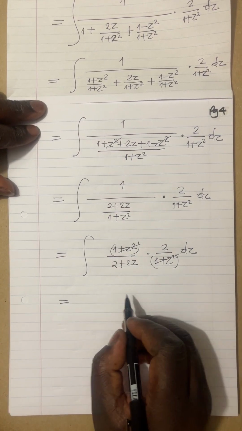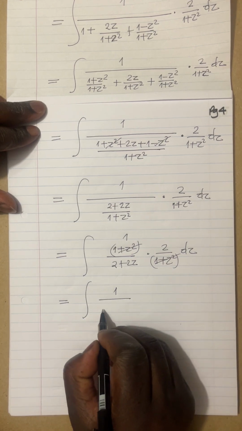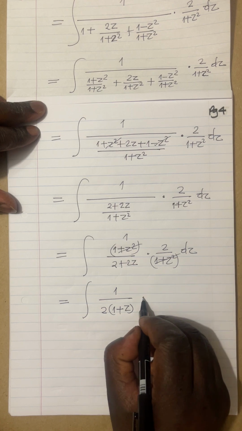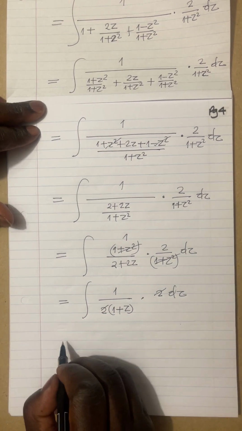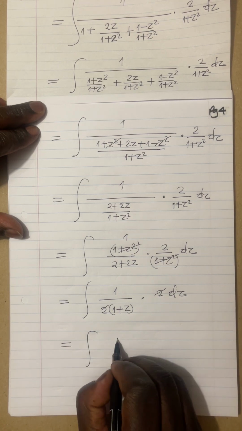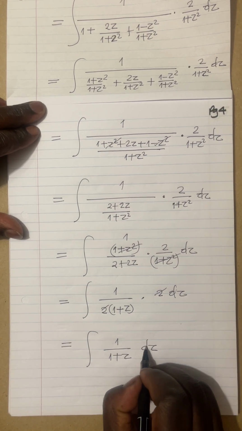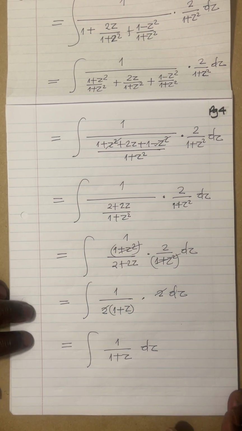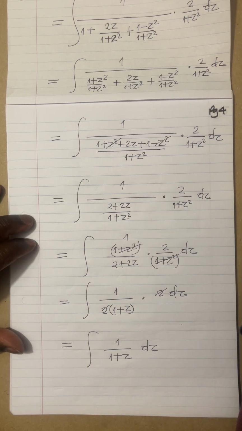So what do we have now? Here in the numerator, we have 1, integral of 1 all over, let me factorize this, 1 plus z times 2 dz. Now this 2 cancels that 2. So what I have now is the integral of 1 over 1 plus z dz. Now this, if you agree with me, we can actually use substitution, but we know that this is just natural log of 1 plus z.